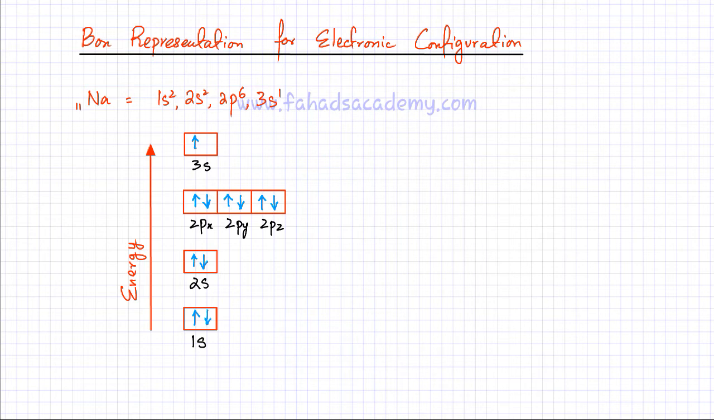As you can see, the electronic configuration of sodium can also be represented by this diagram, which basically means the exact same thing, except that you are clearly showing the spin. This is the 1s orbital, this is the 2s orbital, these are the 2p orbitals, 2px, 2py, and 2pz, and this is the 3s orbital. 2 electrons in this, 2 electrons in this, a total of 6 electrons in the 2p subshell, and 1 electron in the 3s orbital. So it's exactly the same electronic configuration.